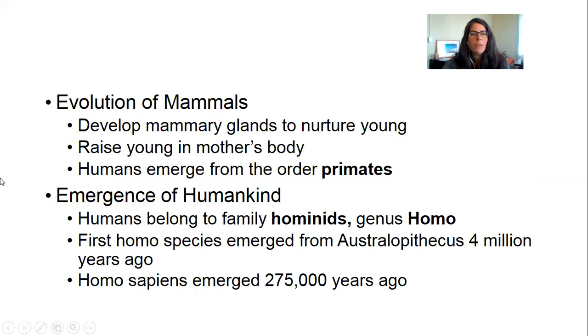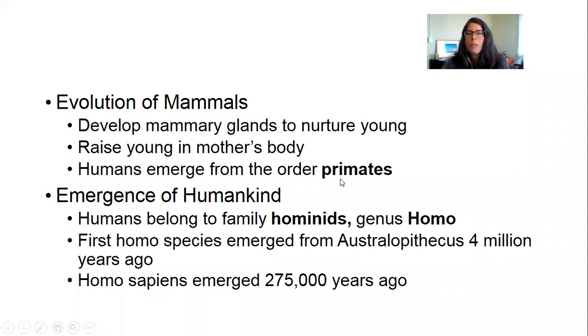Evolution of mammals. From there, mammals develop mammary glands to nurture young. Again, the liquid or watery environment is now, instead of outside of the body in a shell, inside of the body. The young are raised inside of the mother's body, and also the source of nutrients to nourish the young is part of the mother's body.